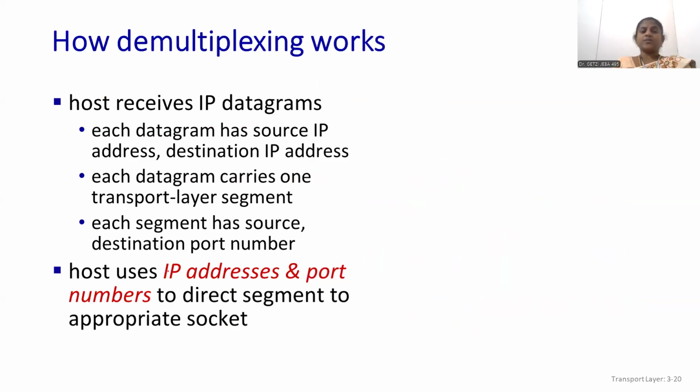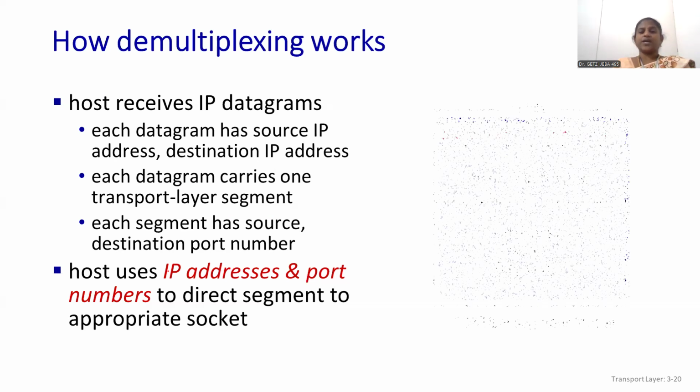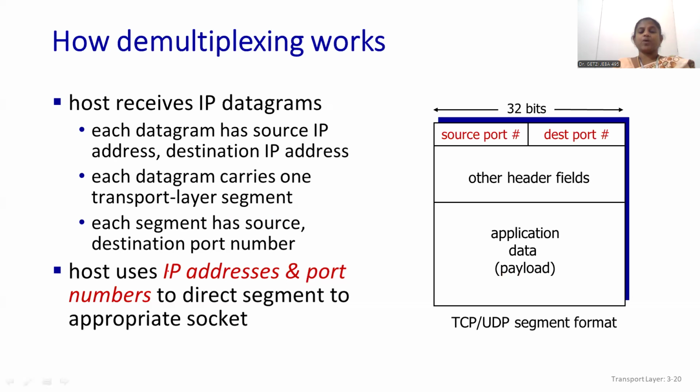Okay, so the host receives the IP datagram. Each datagram has a source IP address and destination IP address, and each datagram carries one transport layer segment, and each segment has a source and destination port number. So this combination, the IP address and the port number combination, is helpful for creating these sockets. Okay, and with the help of a socket, exactly it is delivered to the application.